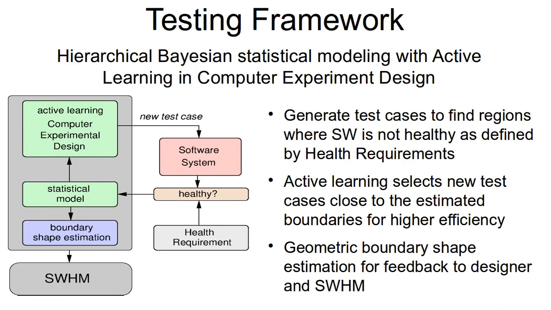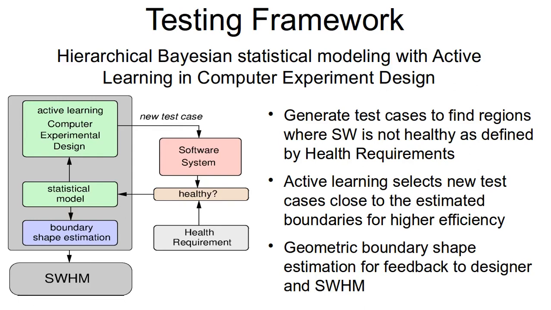So, in an iterative fashion, we generate test cases to find regions where the software is not healthy as defined by the health requirements. Now, this, of course, could be done by fully exploring the state space. However, we said we have a high-dimensional and continuous state space, so we cannot do this. Therefore, we are using active learning to select new test cases close to the estimated boundaries. This improves the efficiency of our search.